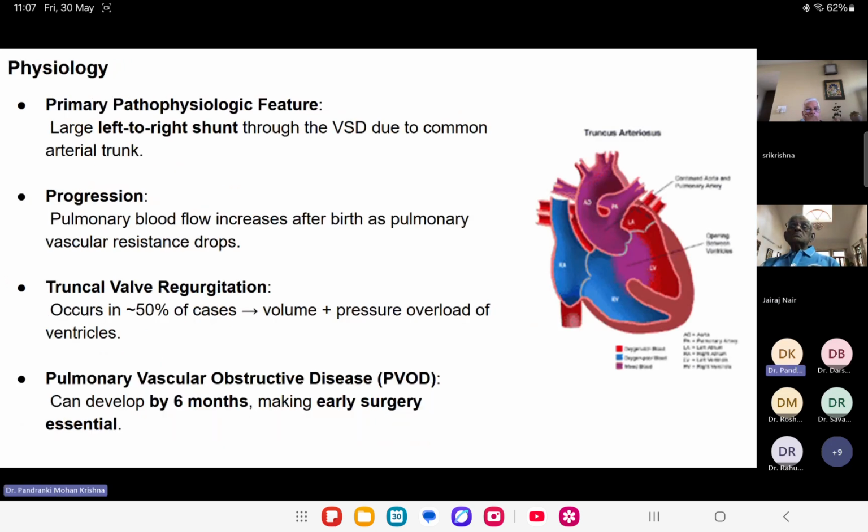Physiology: the primary pathophysiologic feature is a large left to right shunt through the VSD and common arterial trunk. Progression: pulmonary blood flow increases after birth as the pulmonary vascular resistance drops, and then truncal valve regurgitation occurs in about 50% of cases. So there is already pressure overload, and then volume overload also starts, and then pulmonary vascular obstructive disease can develop by 6 months, making early surgery essential.